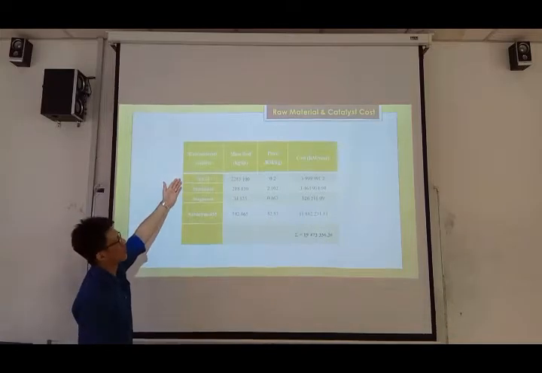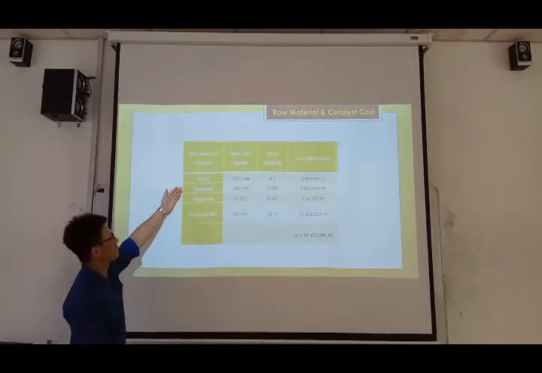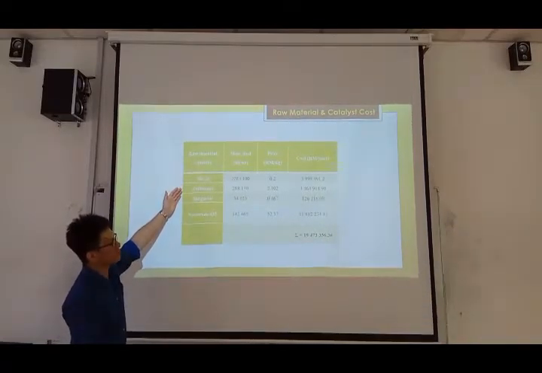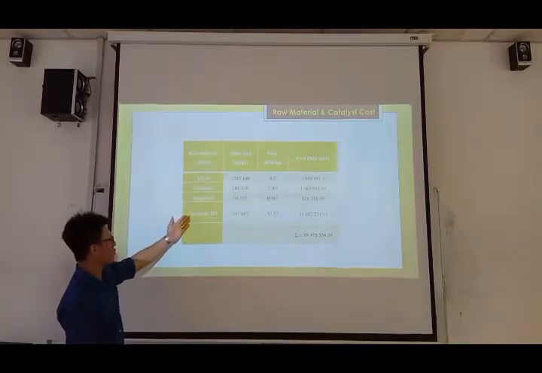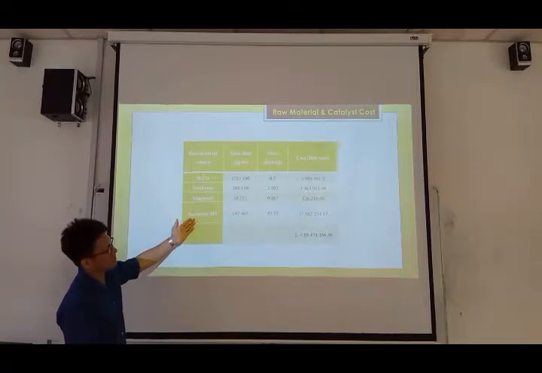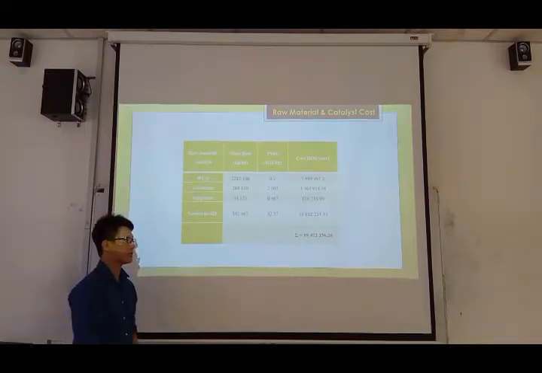So for waste cooking oil, the cost that we have calculated per year is about 4 million. Methanol, approximately 3.4 million. Magnesium, 126,000. And finally, the enzyme Novozyme 435, about 11 million. And the total of these raw material and catalyst is about 19.473 million.